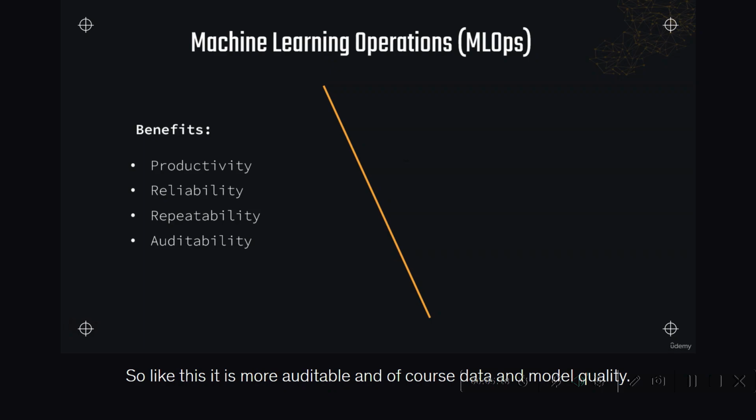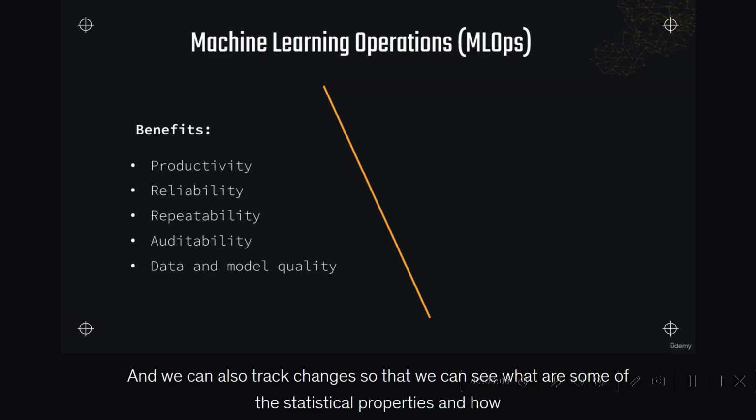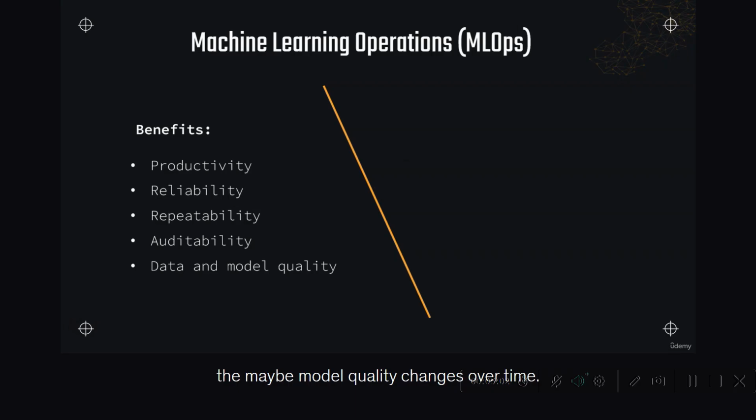And of course, data and model quality. So with MLOps, we can also enforce some policies. They are there to guard against model bias, and we can also track changes so that we can see what are some of the statistical properties and how the model quality maybe changes over time.